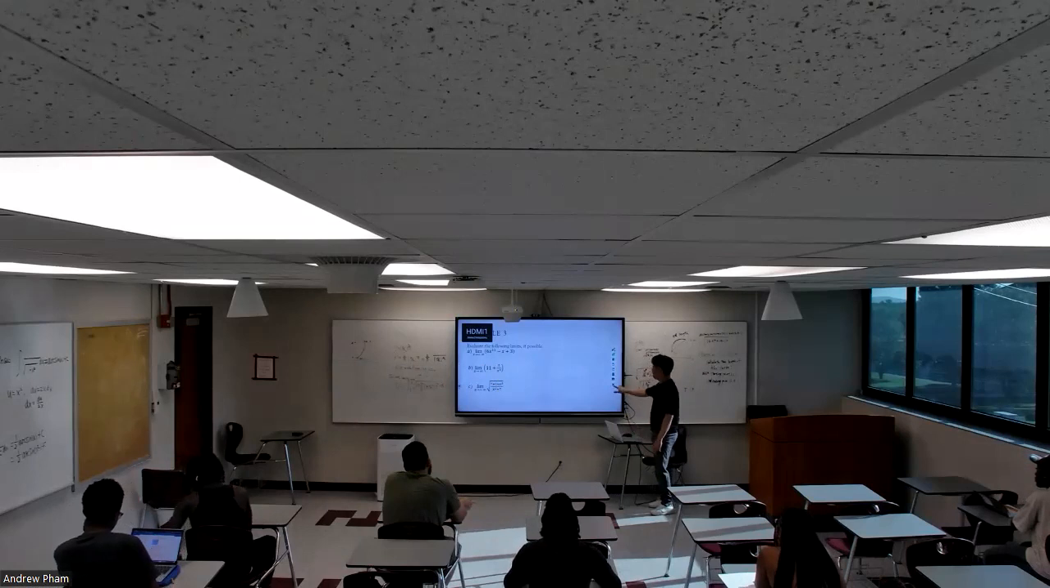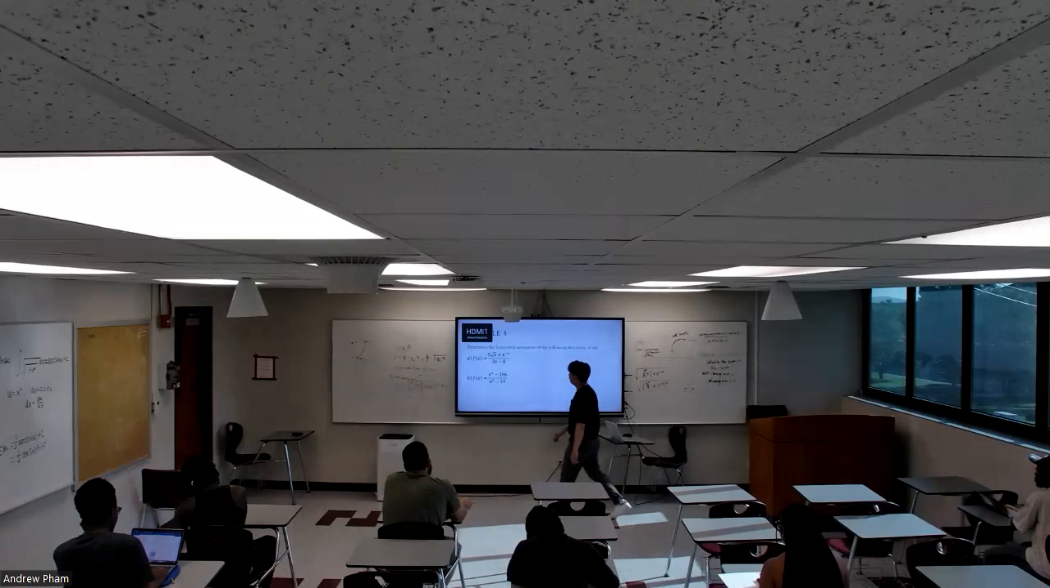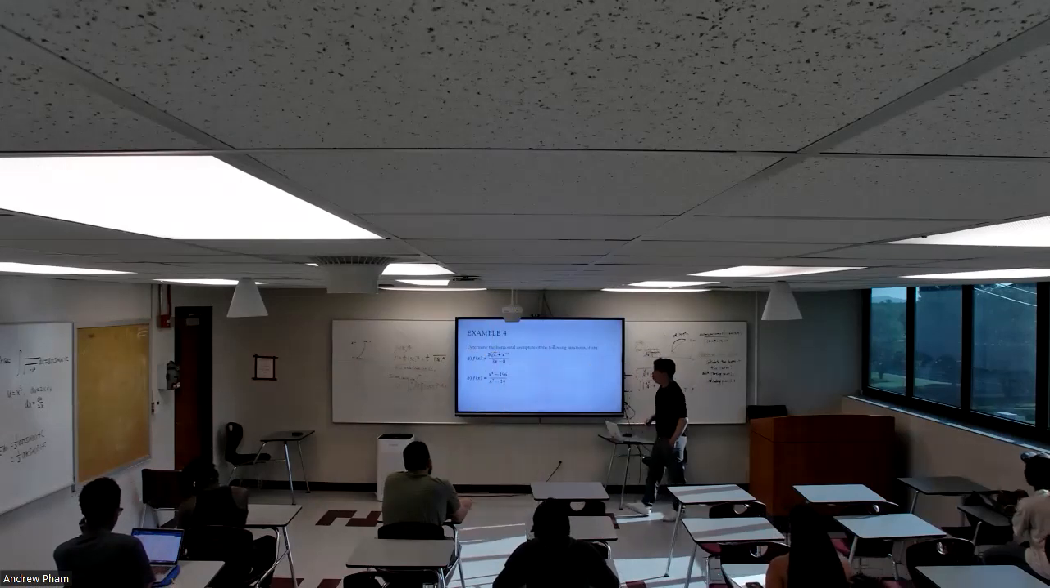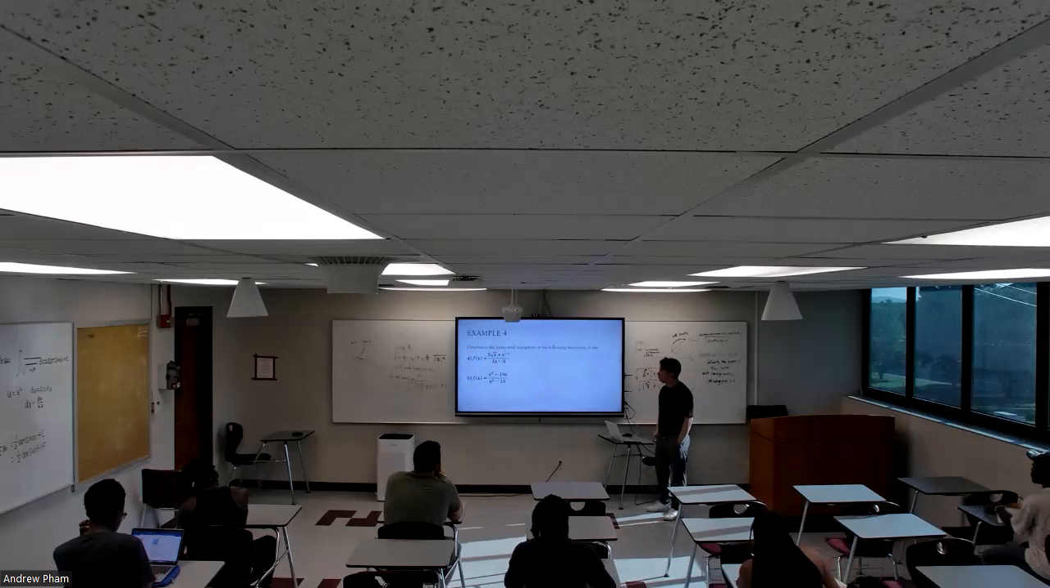Now I wanted to go ahead and look at example 4. Why is that still showing up here in the corner? Determine the horizontal asymptote for the following functions if there is any.